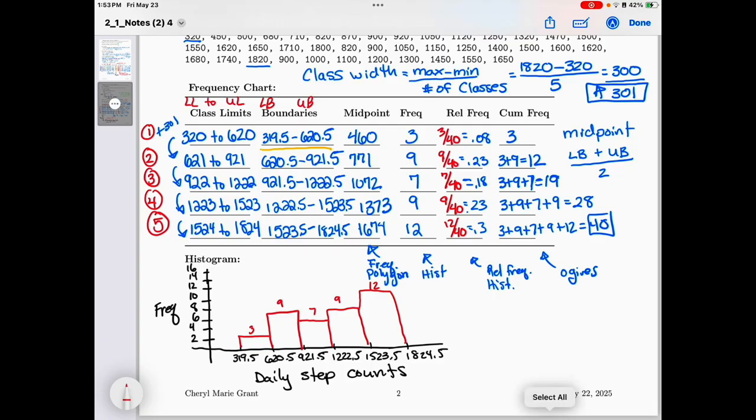The last thing that we need to do, it looks like it's done, but we're not quite done. Remember, we didn't start at 0. We started at 319.5. So I'm putting that compression symbol in there. So we are compressing the x-axis between 0 and 319.5. So let's switch over to GeoGebra and check our work.